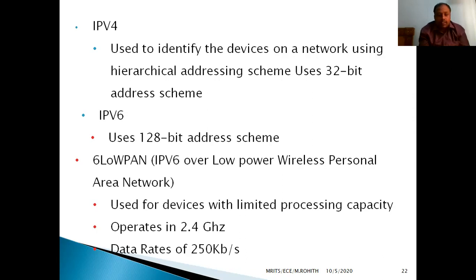We have another one, which is 6LoWPAN, low power wireless personal area network, which is all about, as I said, lower range, meaning within a small network which is not actually connected to the internet. This is about a small area, limited processing, operating at 2.4 gigahertz, and the data rate is 250 kilobits. So this is about the internet or network protocol, what we call.